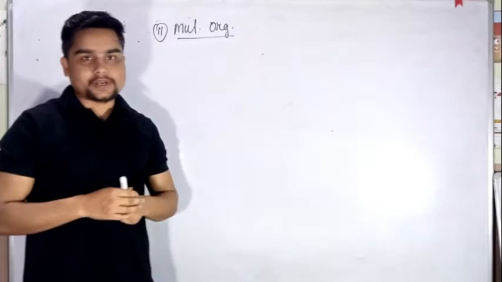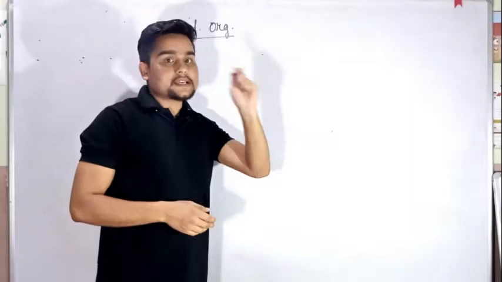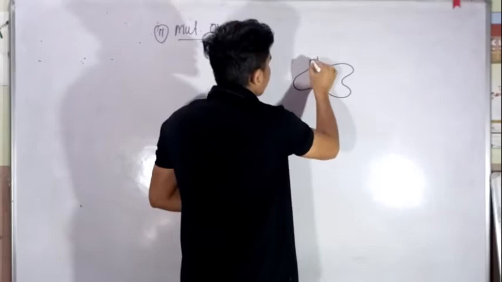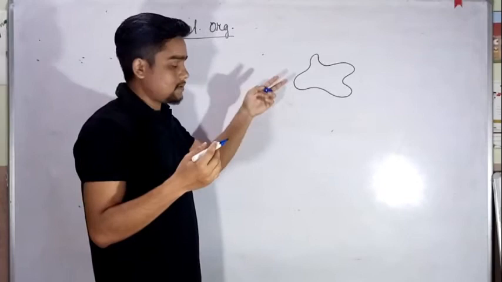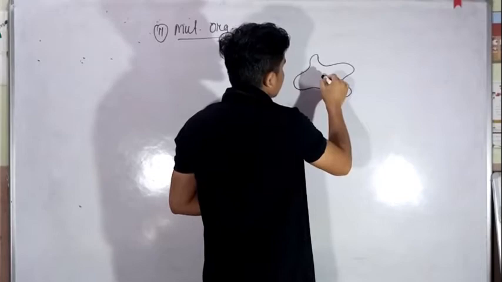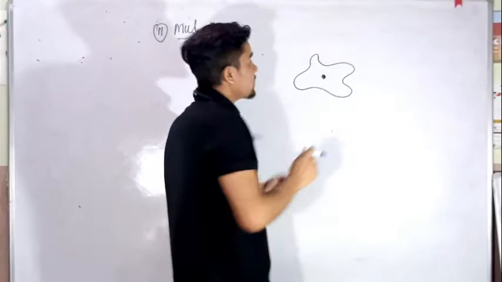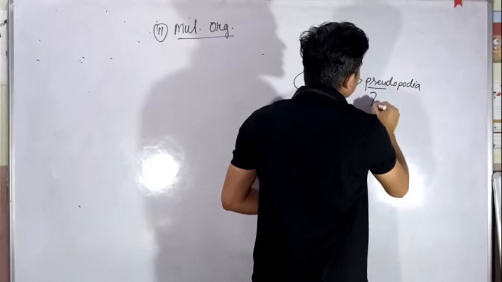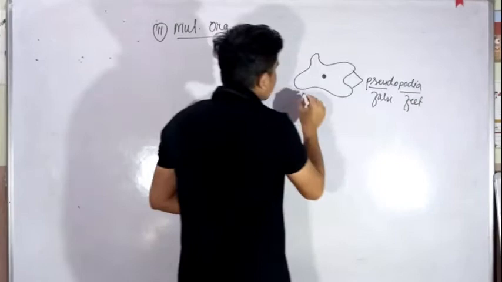So a unicellular organism has only one cell, a single cell. Let's say the amoeba. An amoeba has no definite shape and is a single cell organism. It moves using pseudopodia. Pseudopodia means false feet.